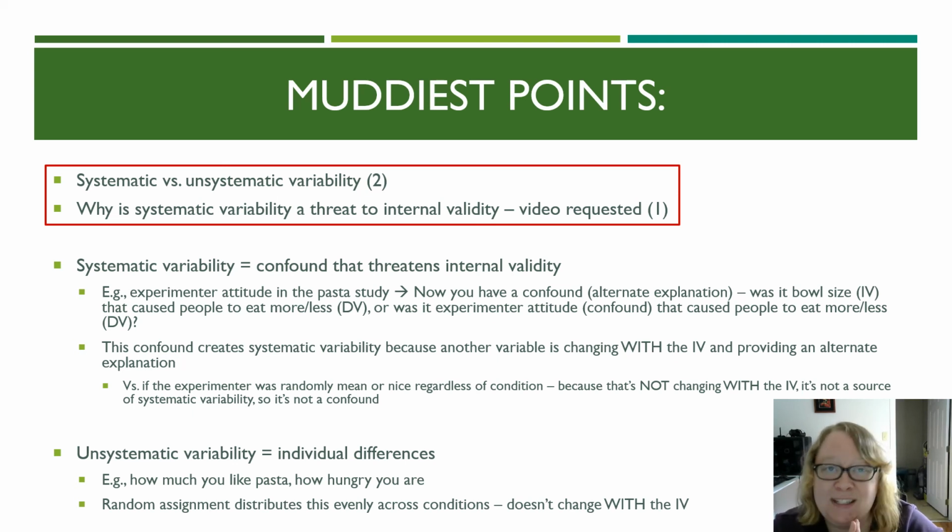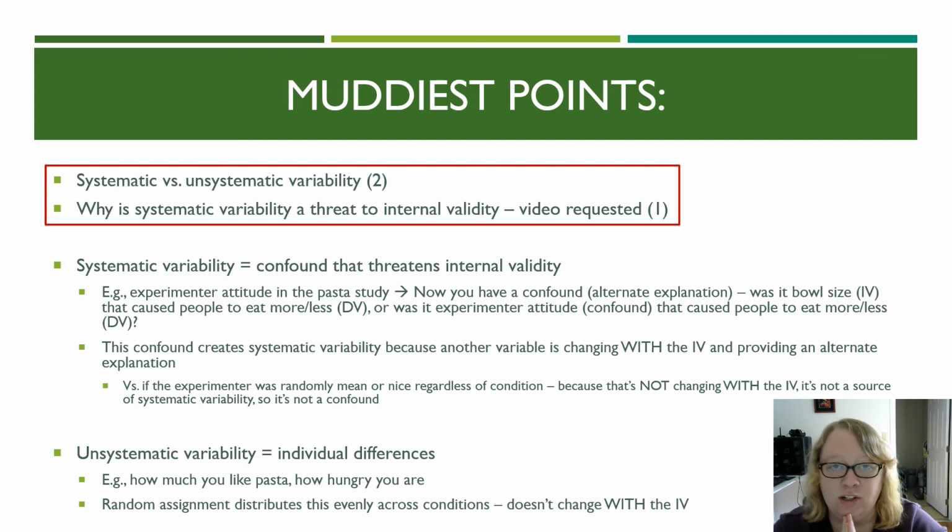Now that would be different. It would not be systematic variability. It would not be a confound if the experimenter was randomly mean or nice regardless of condition. So with some people in the small bowl, the experimenter was mean, sometimes they were nice. And in a large bowl condition, sometimes they're mean, sometimes they're nice. That's no longer a problem. That's no longer systematic variability because it's not changing with the IV now. It's changing randomly between conditions.